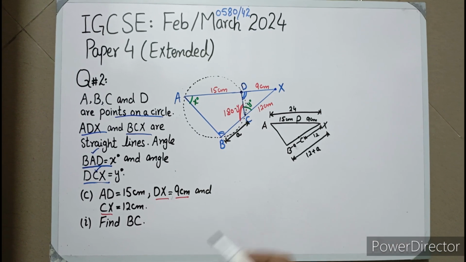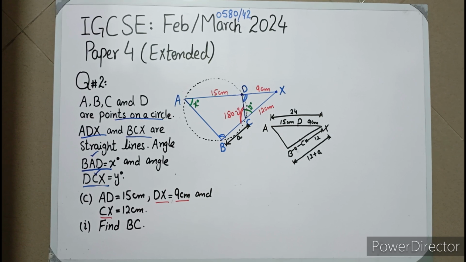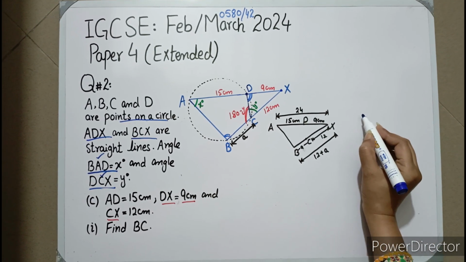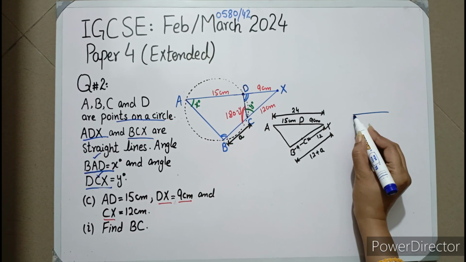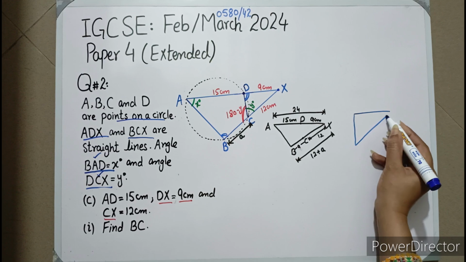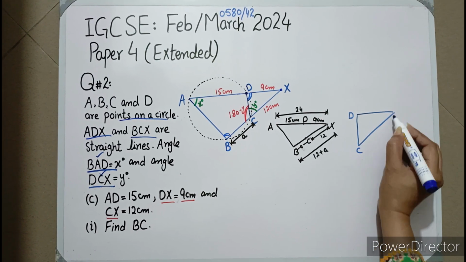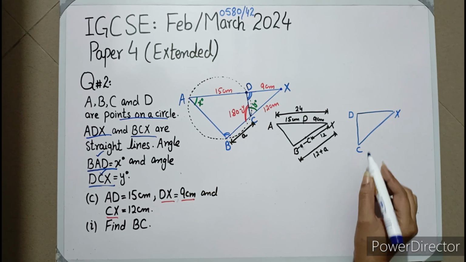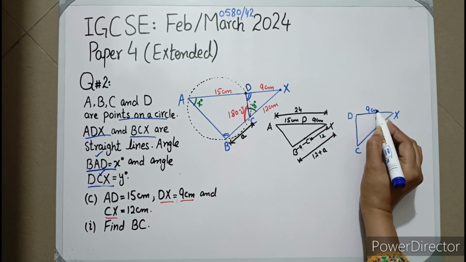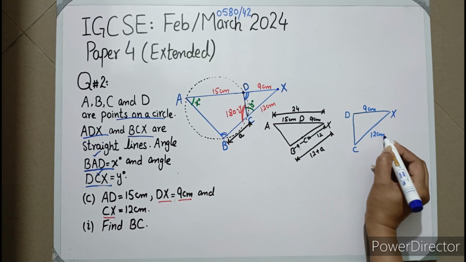If you take the second figure out of this major figure, you will come to know this is the second figure which I am extracting from the main figure. This is D, this is C, while this is X. As we know, from D to X, the figure shows this is 9 cm. From C to X, this is 12 cm.